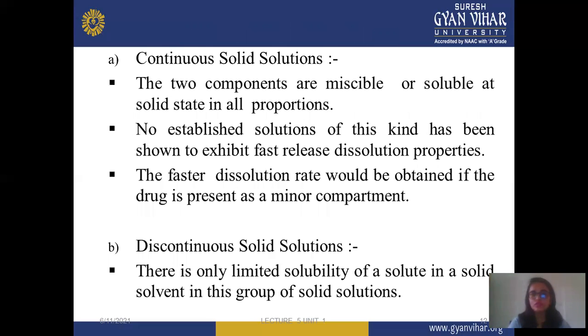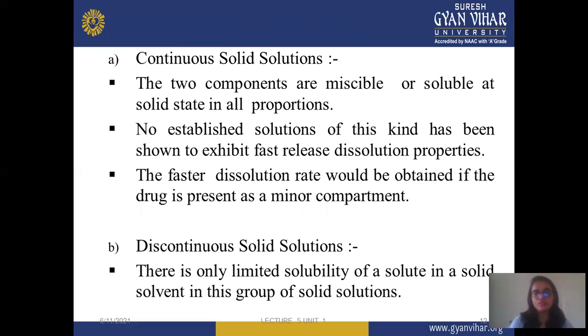And in continuous solid solution, the two components are miscible or soluble at solid state in all proportions. Means when you take two compounds in a solid state, one solute and the second solvent, they are completely miscible in all proportions, both in a solid state and in a continuous phase. No established solution of this kind has been shown to exhibit fast release in dissolution properties. It should show faster release or more dissolution, and the faster dissolution rate would be obtained if the drug is present as a minor component.